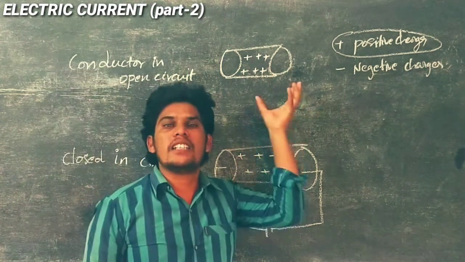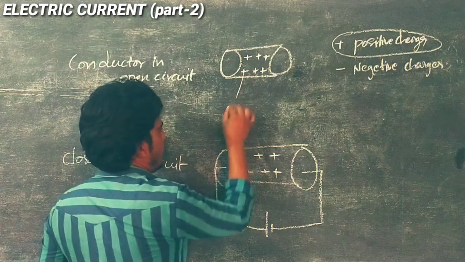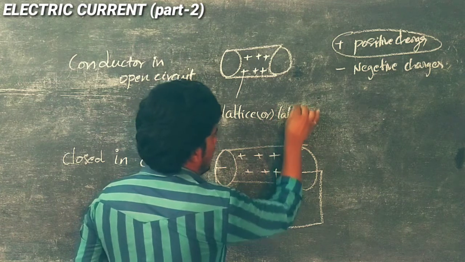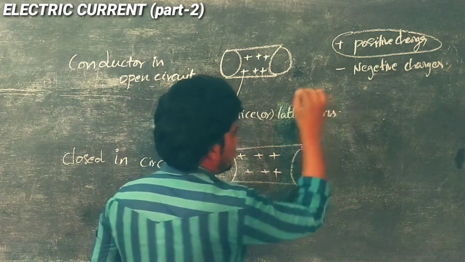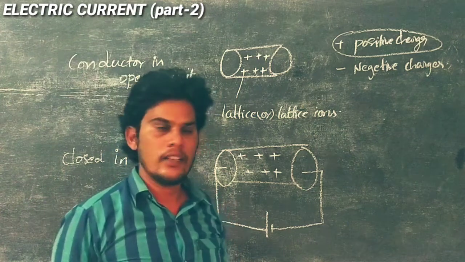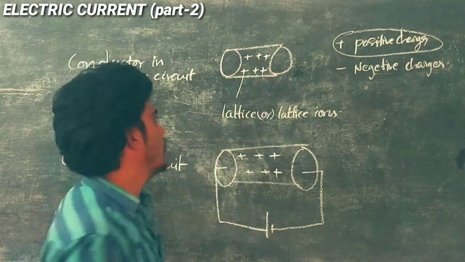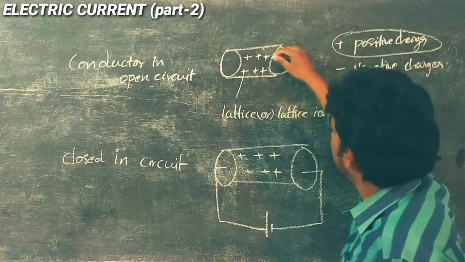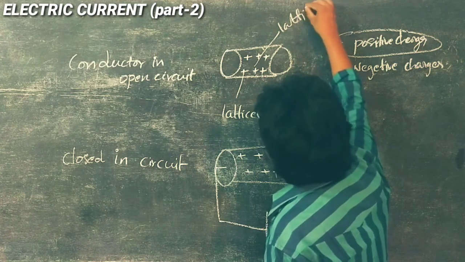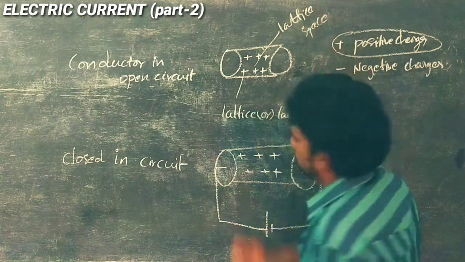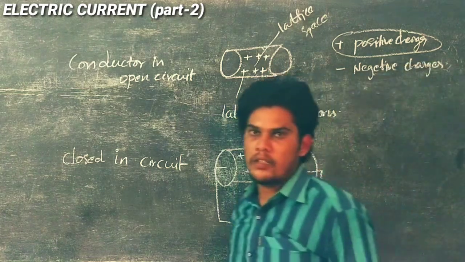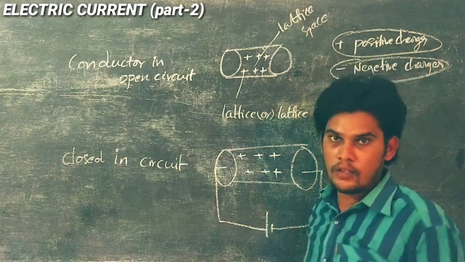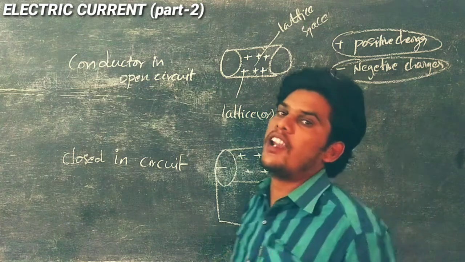So these fixed charges are called lattice or lattice ions. The space where the positive charges are located is called lattice space. In this space, negative charges means electrons, positive charges means protons. I have to remember, negative charges means electrons.